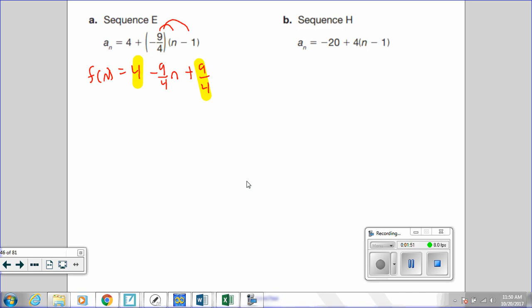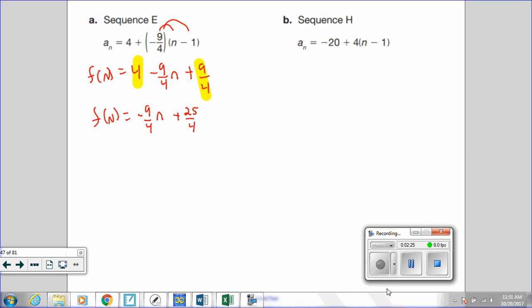Now, our third step is to add our constants, which is going to be 4 plus 9 over 4. So I'm going to bring down the negative 9 over 4n here and combine 4 plus 9 over 4. If you have a graphing calculator, you could just type in 4 plus open parentheses 9 divided by 4 close parentheses. Okay, and that's the first example. Let me do another example.